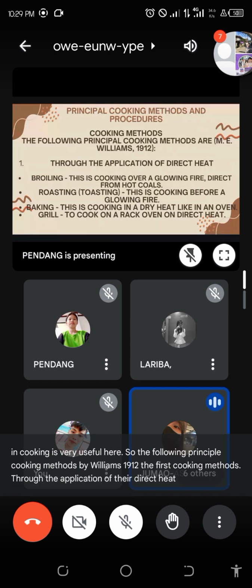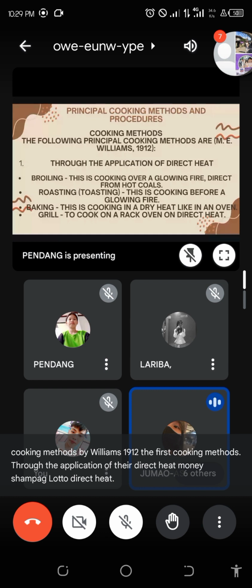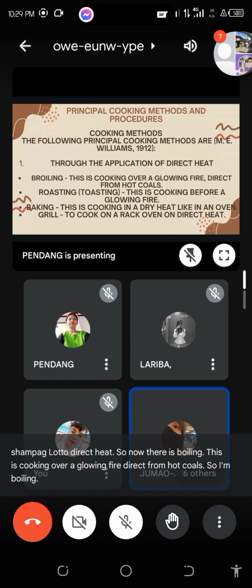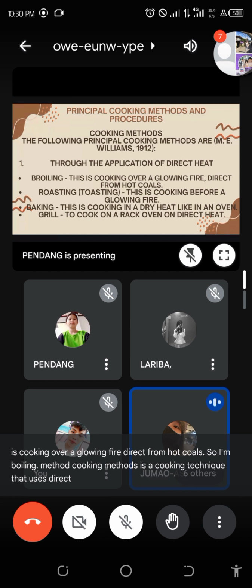Another is broiling. This is cooking over a glowing fire direct from hot coals. So the broiling method is a cooking technique that uses direct heat from above to cook your food in the oven.